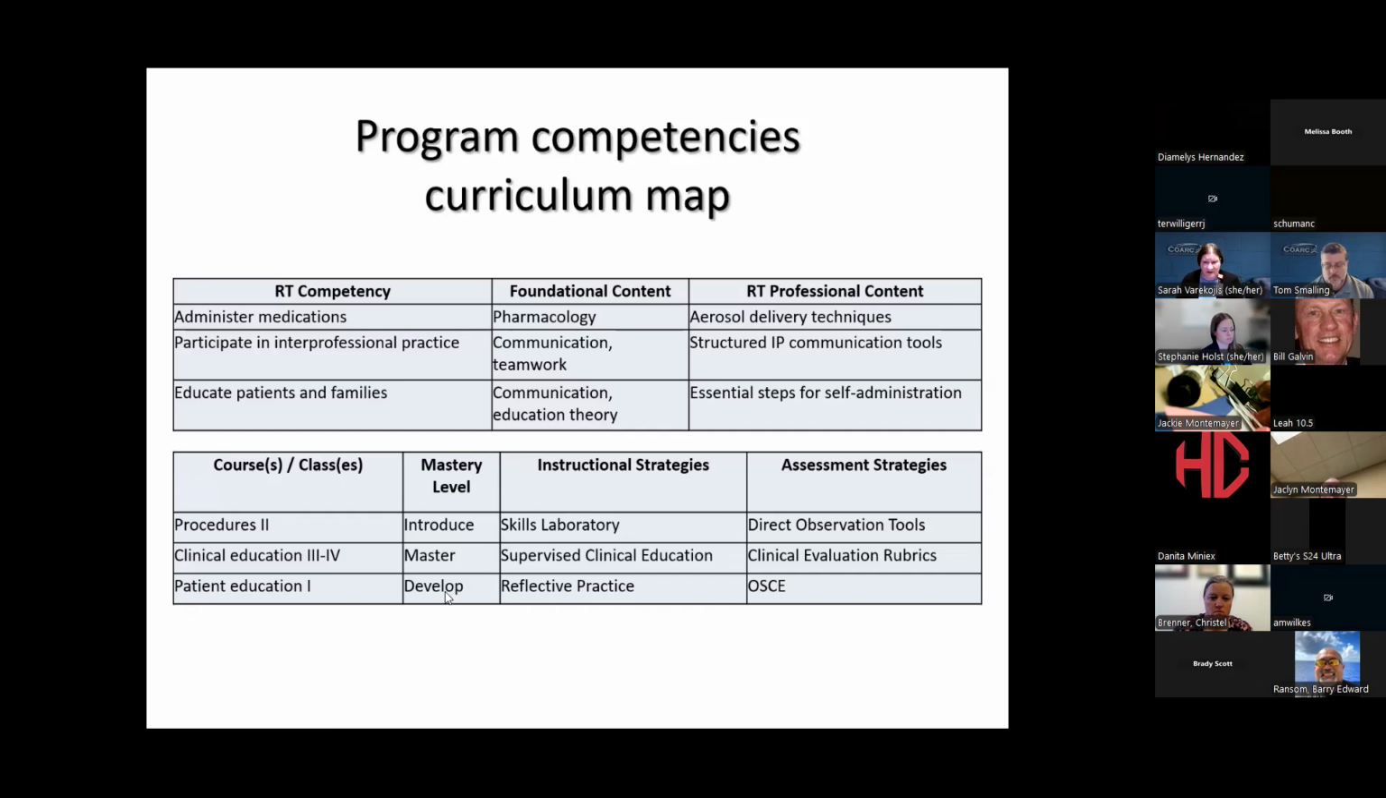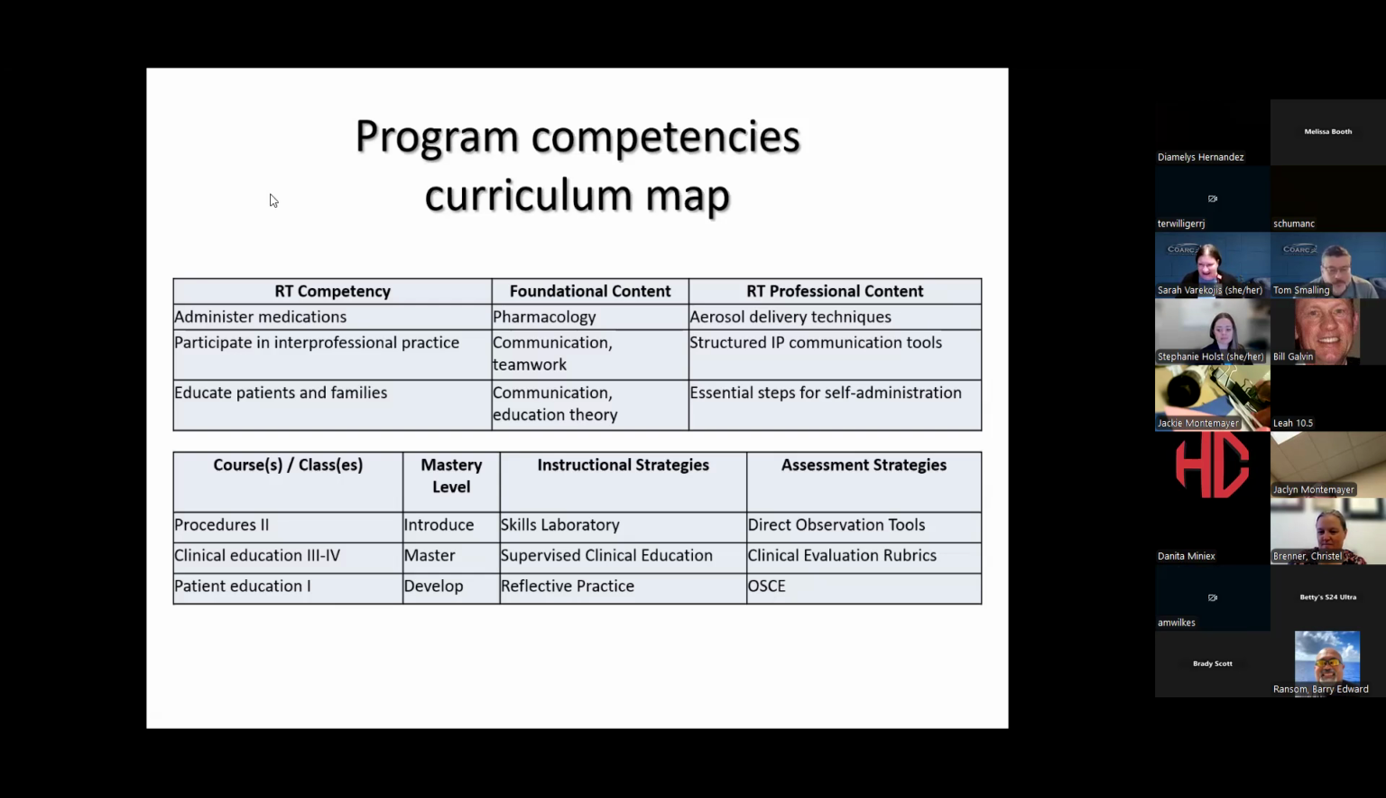This could be a develop, because they're probably not going to master it in a course. They probably would have to master that in supervised clinical education. But I could use reflective practice, so role playing, right, or some sort of a standardized patient, where they could do that. And I might use an OSCE, which would definitely use a standardized patient as the assessment strategy for that.